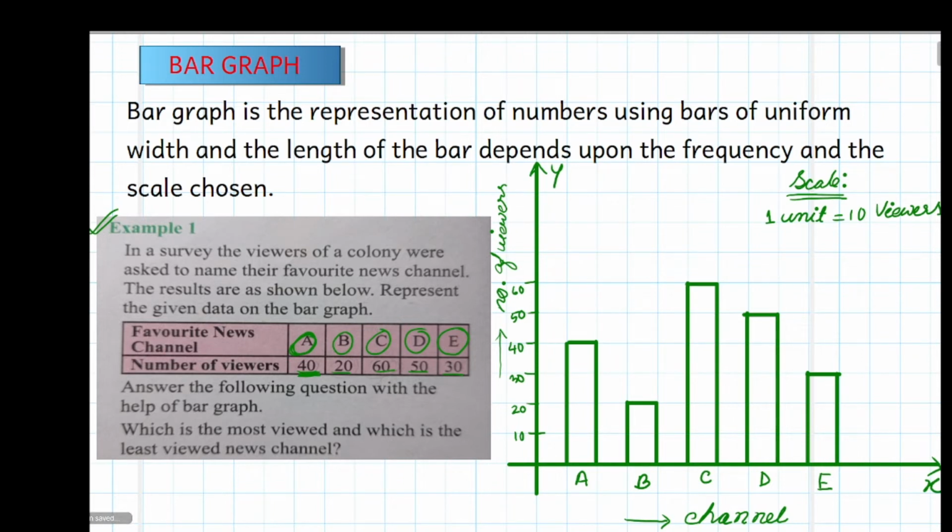From the bar graph we can conclude that the most viewed channel is C. Here it is asked, answer the following questions with the help of the bar graph. Which is the most viewed and which is the least viewed news channel? Most viewed is C, and least is B, 20.